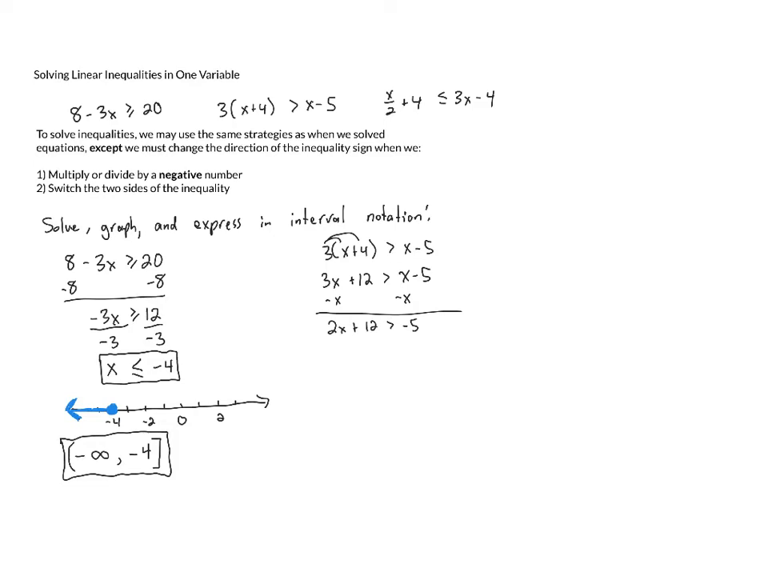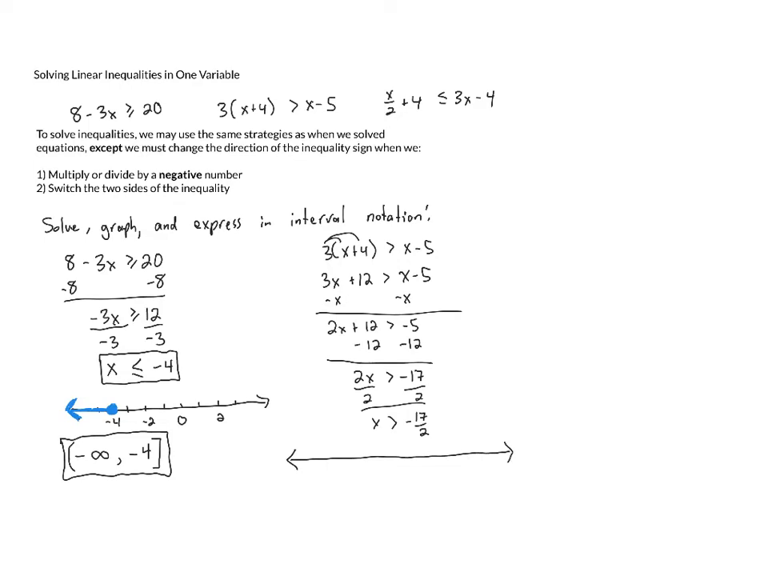All right, we need to get rid of that 12 term. We can do that by subtracting 12 on both sides. This leaves us with 2x is greater than negative 17. And when we divide by 2, this gives us x is greater than negative 17 halves. Now, we need to figure out where that's going to go on our number line.